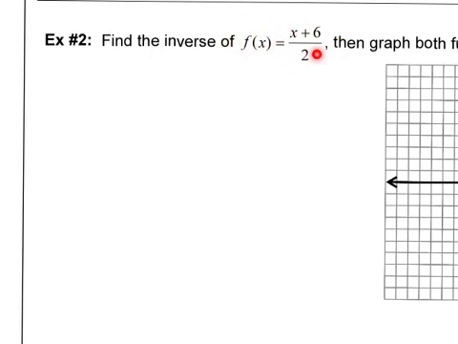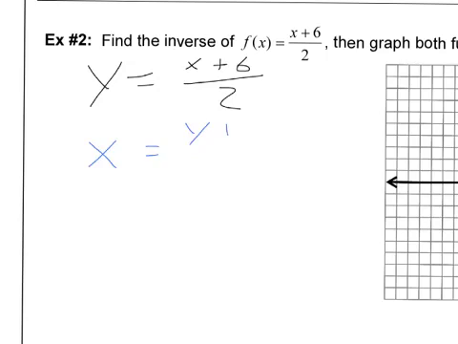This is f of x equals x plus 6 over 2, which is like saying y equals x plus 6 over 2. If we wanted to find the inverse, though, we would just switch the x and the y. So it becomes y plus 6 over 2 equals x. And now we need to get the y all by itself because that's proper form, right? Let's get the y all by itself.